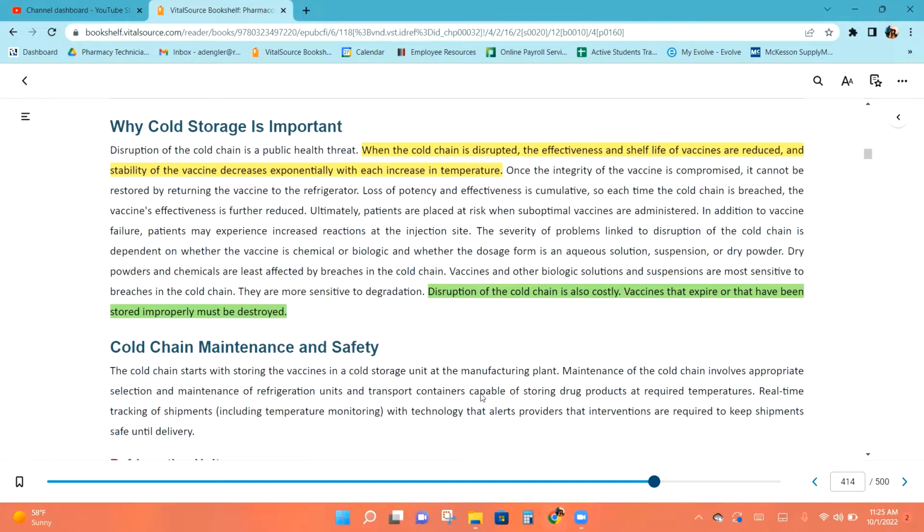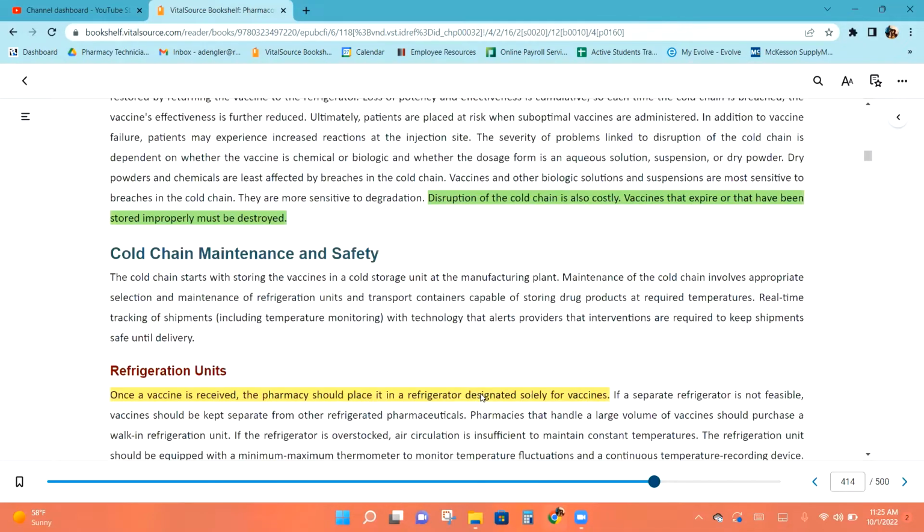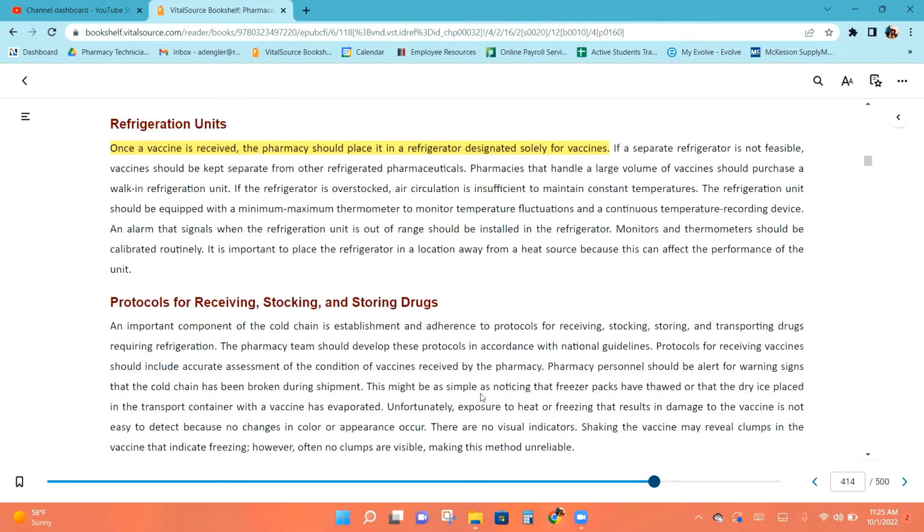Disruption of the cold chain is also costly. Vaccines that expire or that have been stored improperly must be destroyed. Once a vaccine is received, the pharmacy should place it in a refrigerator designated solely for vaccines.